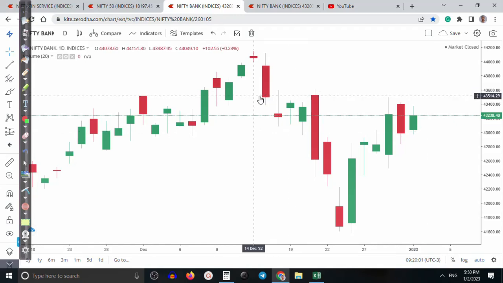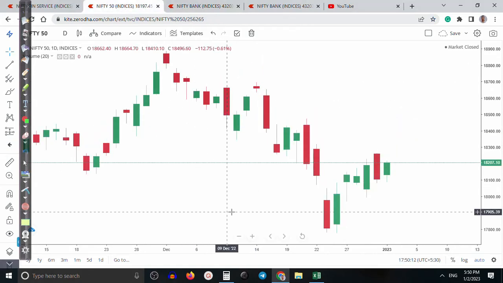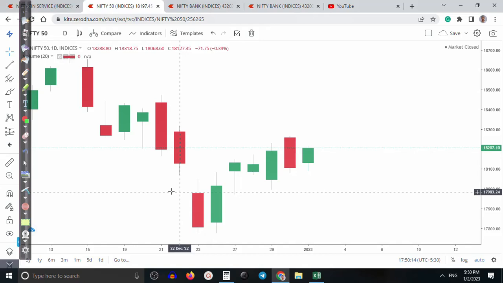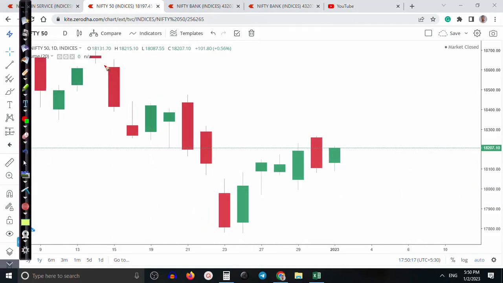Let me first explain, using the daily time frame, how we identify the trend by using price action. Let me explain the Nifty first. Here you can see Nifty, and here this one high and this one low. Next day, most people think this is a bearish candle and look for a short, but we are looking for a buy only. What is the reason behind that?